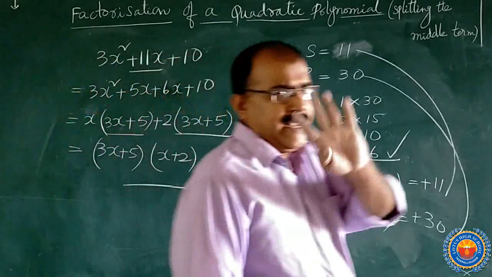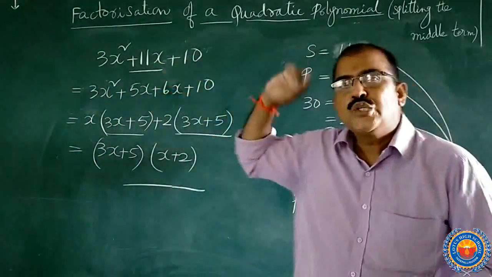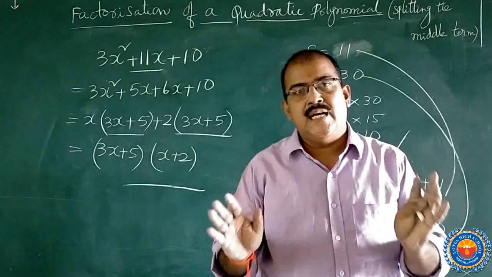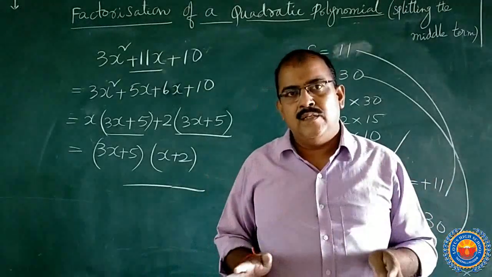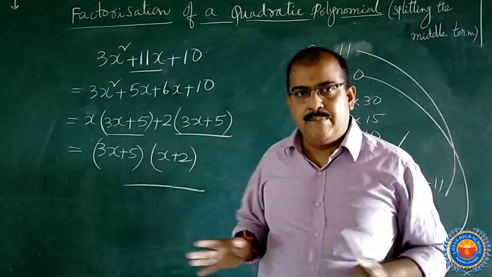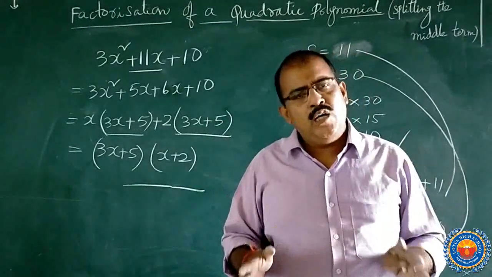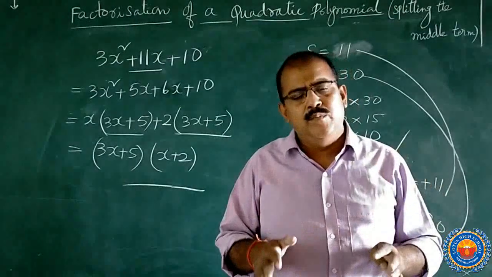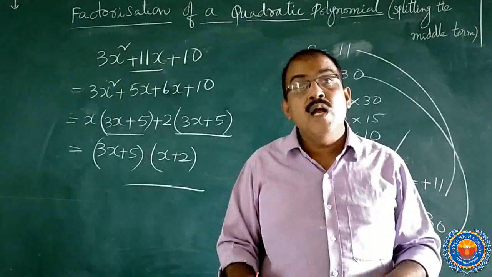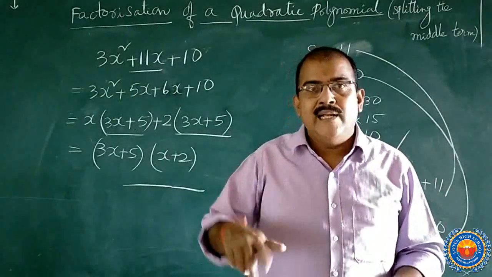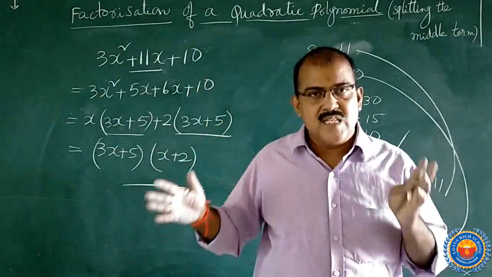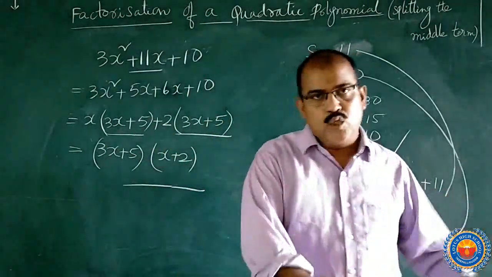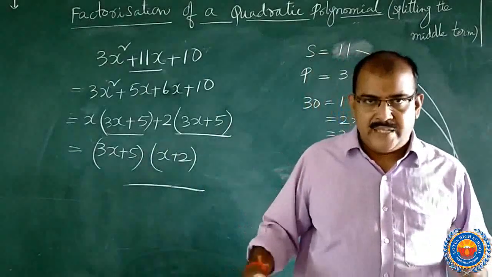The main thing: I explained 4 sums, all with positive symbols, because this is a tough concept. That's why I took only plus symbols. If you want, many sums are available on the internet. Practice those sums and learn the concept properly. In the next class, I will take negative symbols also. This is part 1 of splitting the middle term. Part 2 will be there. Thank you very much.